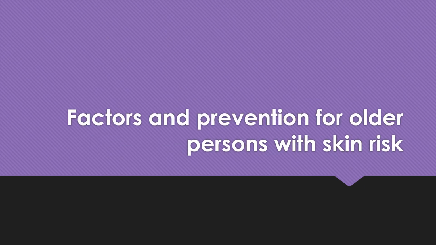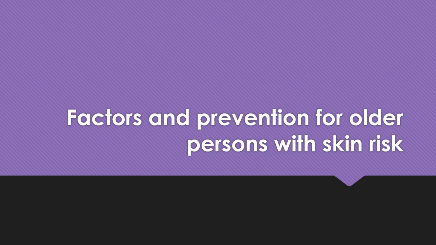Okay, we're going to finish up this lecture with factors and prevention for older persons with skin risk. We're going to talk about what puts the elder generation at higher risk for skin breakdown. First, we're going to talk about the subcutaneous and the dermal skin. This becomes thin as we age, which increases the risk for the skin to easily become injured.